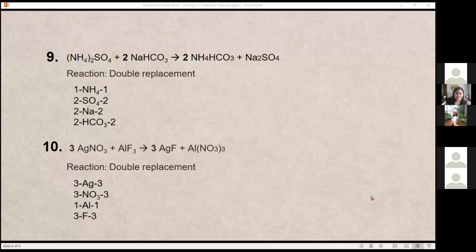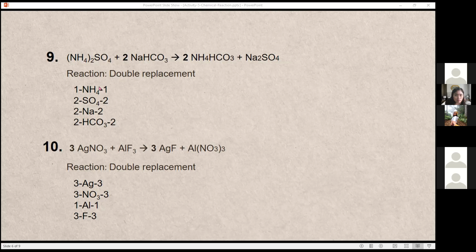So, good morning, everyone. So, for number 9, nihonium sulfate. Our reactant side is nihonium sulfate plus sodium hydrogen carbonate, and our product side is NH4HCO3 plus Na2SO4. So our reaction here is double replacement because the reactant ions swap location in order to generate new products.